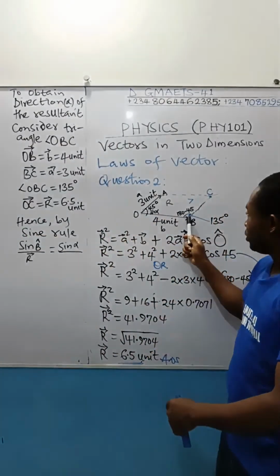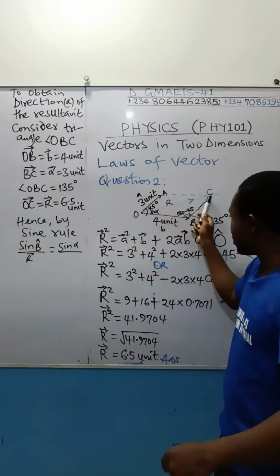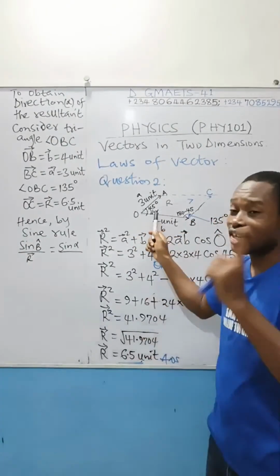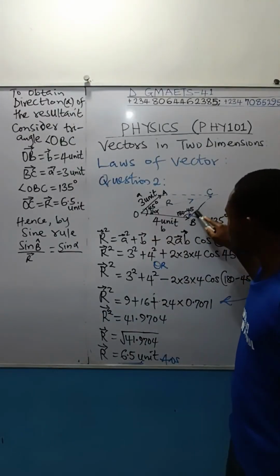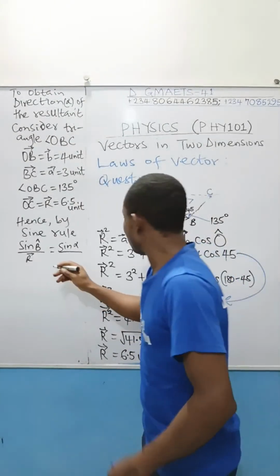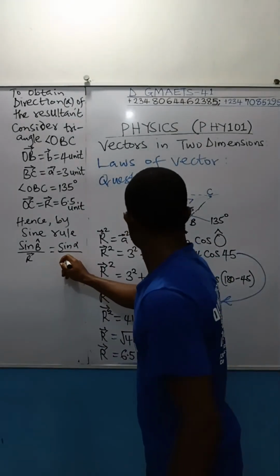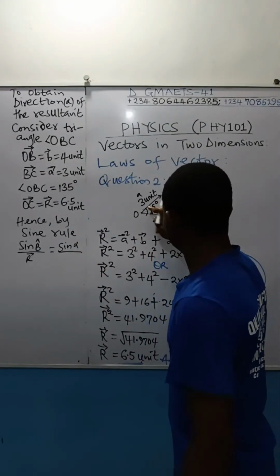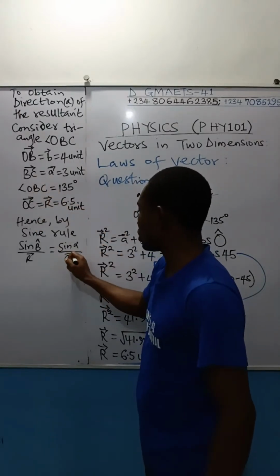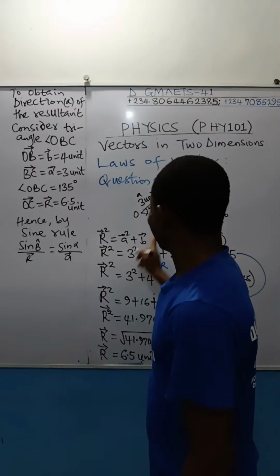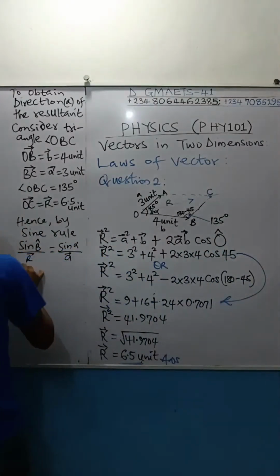So sine B over this resultant facing it will be equal to sine alpha, the direction, divided by this side, which is 3 units facing it. So it's going to be over BC, and our BC is equal to vector A. I've said that already. We can now substitute. Sine B is sine 135.